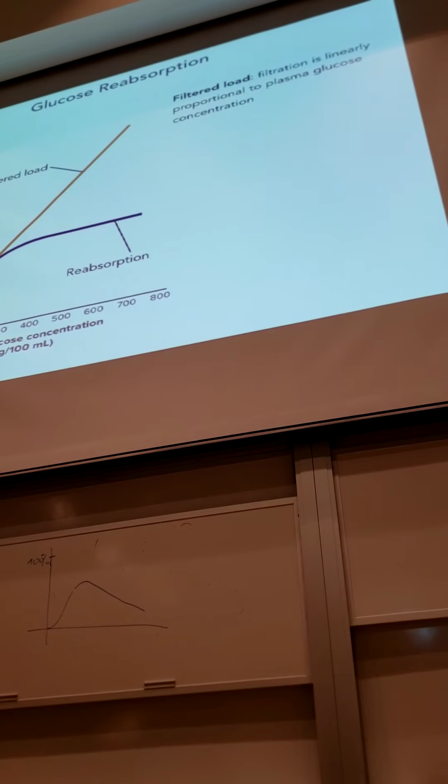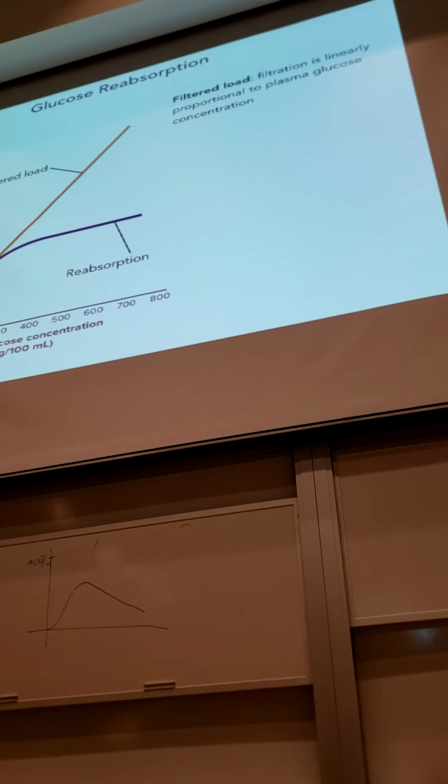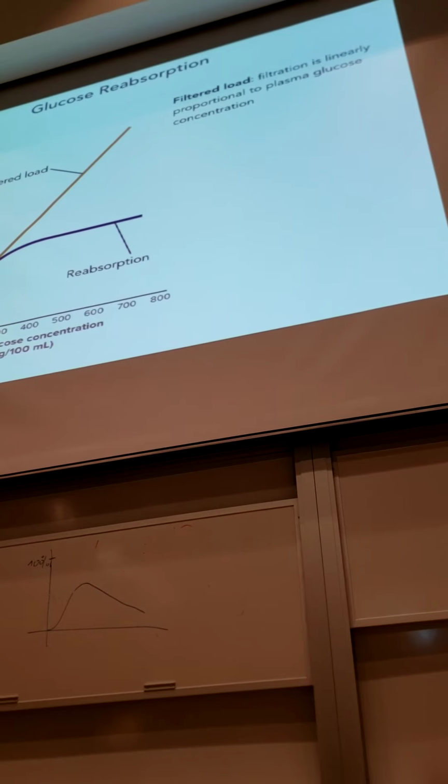What's happened to reabsorption? It hasn't stopped, but it's leveled off. It's reached a maximum. We call this the transport maximum. You'll see this as T sub M, transport maximum. What does that mean? It means that after about 400 milligrams per deciliter, any more filtered glucose will not be reabsorbed.